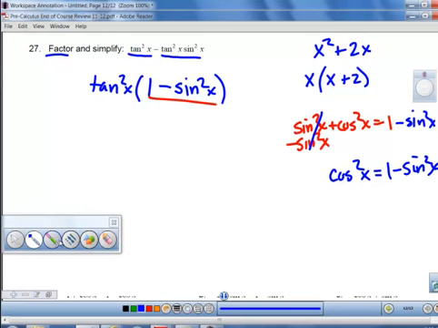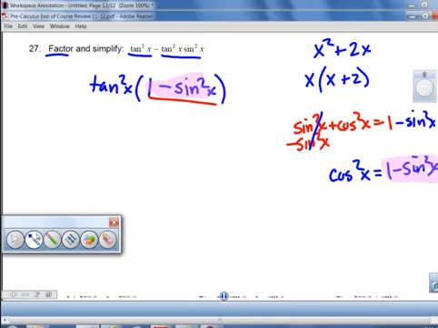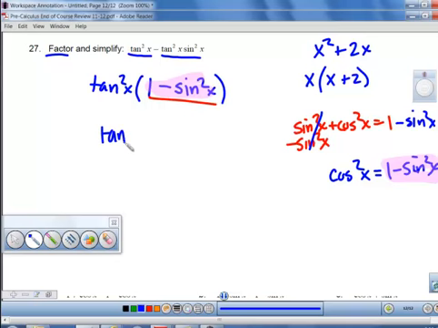Do you guys see what's going on here? This right here equals cosine squared. So I can take this and replace it, simplify it, and say that this is the same thing as tangent squared x times cosine squared x. That's a multiplication.